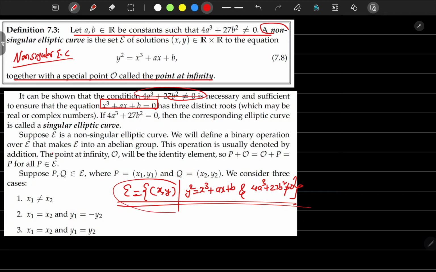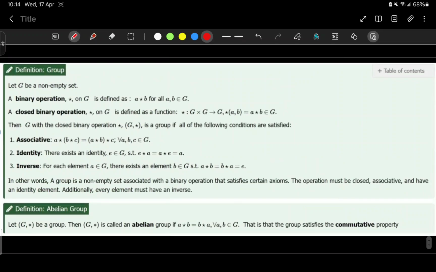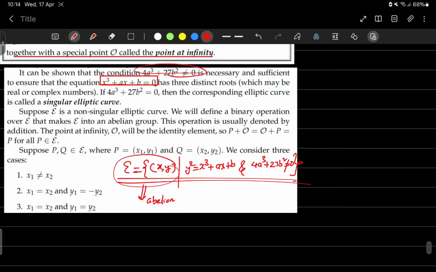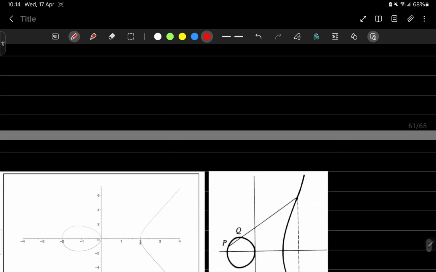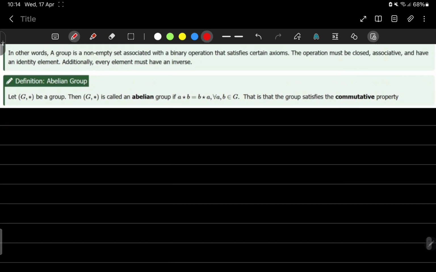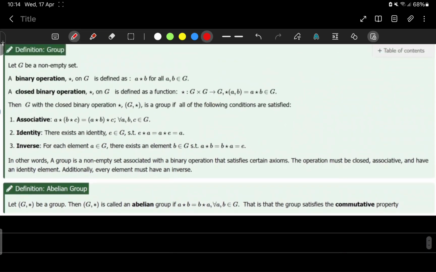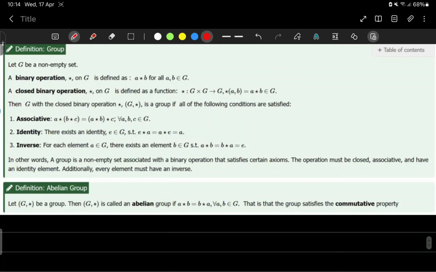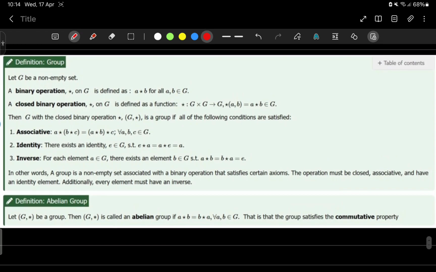So basically it is one set. We are saying this set is an abelian group. You know the abelian group definition, right? Here we will define a binary operation over epsilon that makes epsilon into an abelian group. What is an abelian group? Let's discuss it, though it is actually a waste of time. Some people may think abelian group is something to break their heads over. No, I am saying it is like a simple 10th class concept.